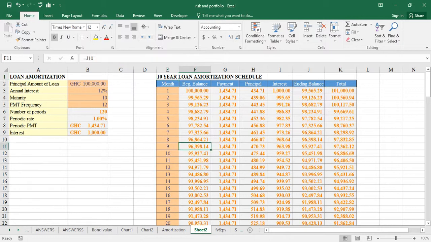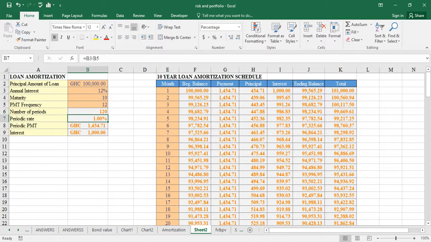The last time we did a discussion on loan amortization, I said that we have two methods of loan repayment, specifically when you're dealing with amortizations. We have the fixed, we have the declining. We did one, and as you can see here, we took a loan amount of 100,000 at a rate of 12%, maturity 10, payment frequency was 12. In all, we have 120 payments.